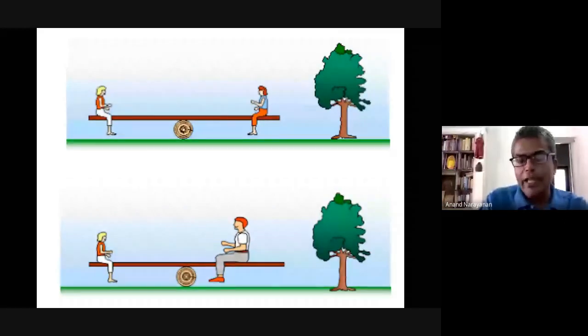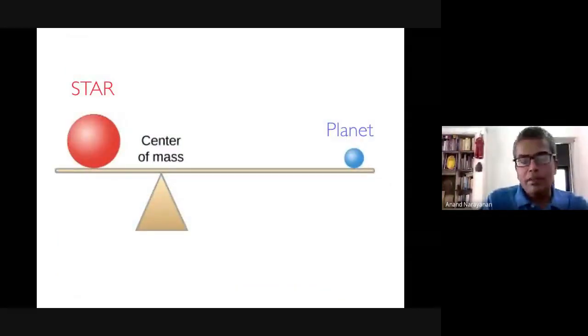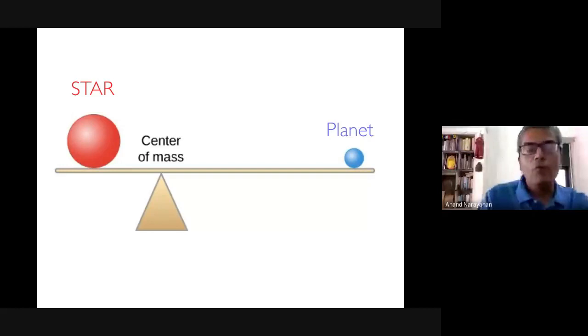So this point where the force due to the weight of these people would balance out, that point is what we call the center of mass of the system. Okay. Now consider a star-planet system like this. The stars are obviously much more massive than a planet.